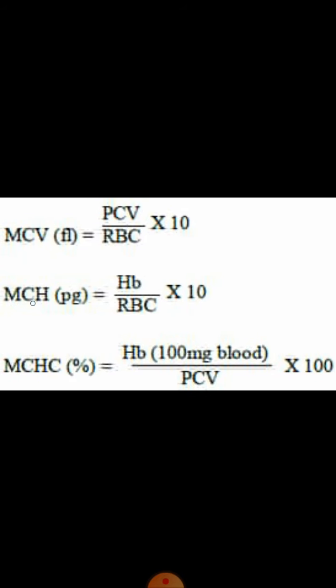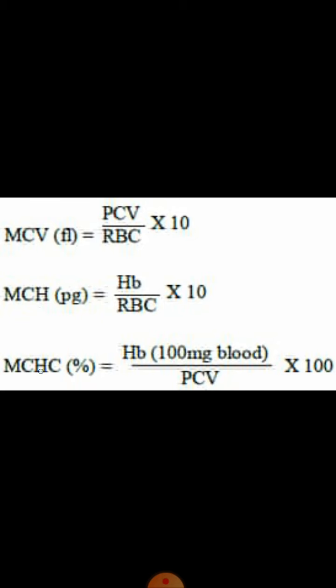Next we have the mean corpuscular hemoglobin. Mean corpuscular hemoglobin is measured in picograms, and the normal value is 30 picograms. We can find out the mean corpuscular hemoglobin by dividing the total hemoglobin by the total number of red blood cells multiplied by 100. Mean corpuscular hemoglobin is defined as the amount of hemoglobin in each red blood cell.